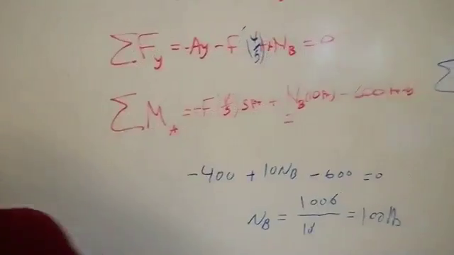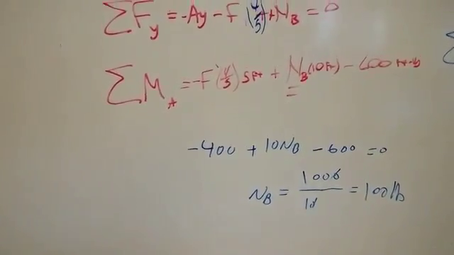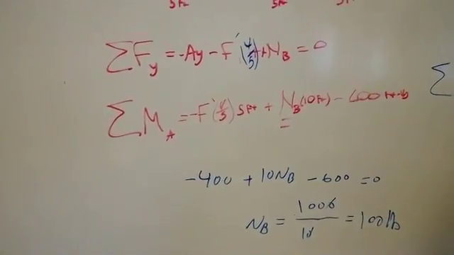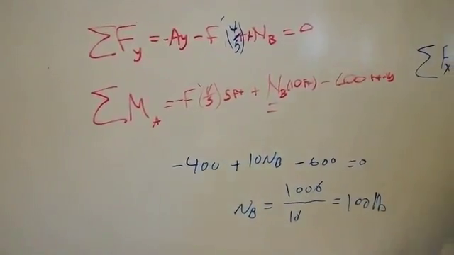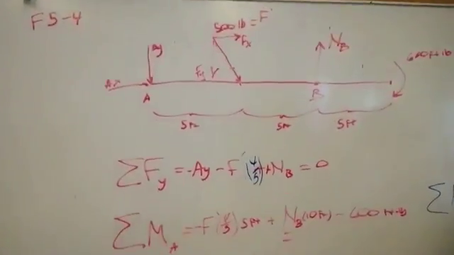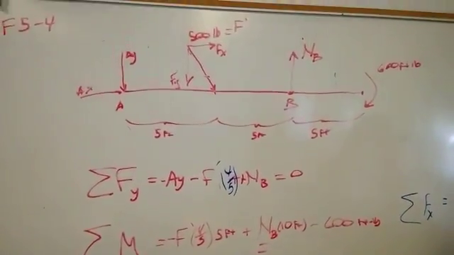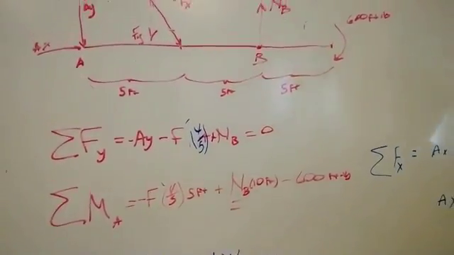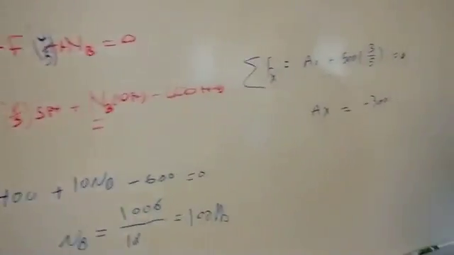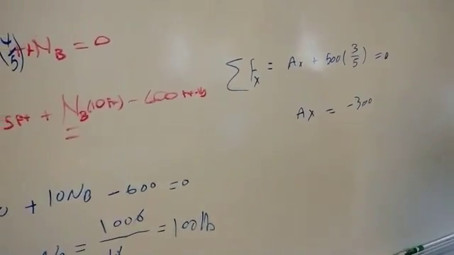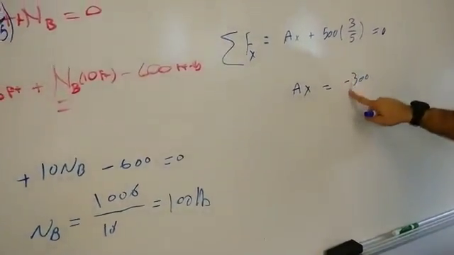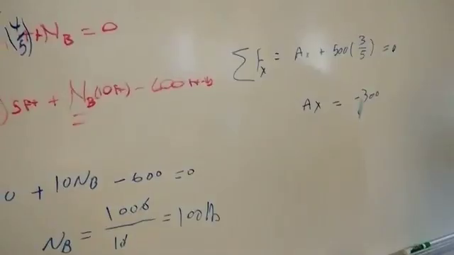This is wrong. Okay, so solve for AX again. Then you got your moment equation. You got minus F prime times 4/5 times 5 feet plus NB times 10 feet. It's good. Maybe that's why they have 600 Newton meters or whatever. Okay, that seems good. AX, so X is minus 300. Yeah, minus 600. Right. Yep. Okay.